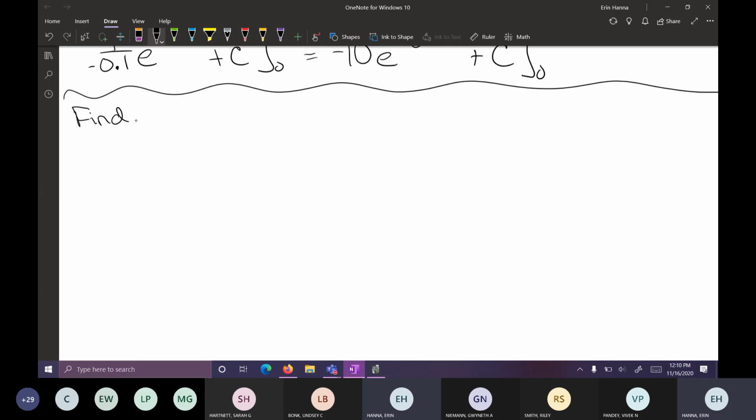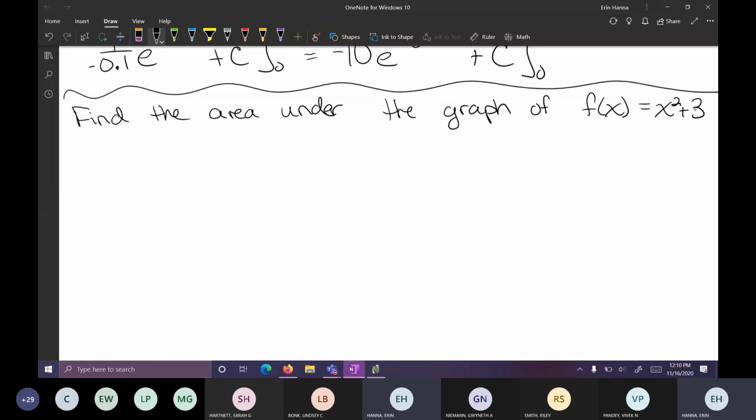So say I want to find the area under the graph of f of x equals, it's giving me x squared plus 3, so we'll go with that. Again, yours might be slightly different. It changes for everybody. Between x equals 0 and x equals 6. So this is going to be a 5.3 kind of deal. So we're finding the area underneath of that graph between 0 and 6. So this is an area question.